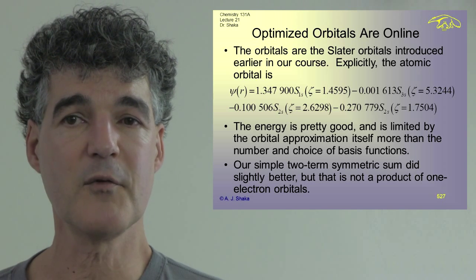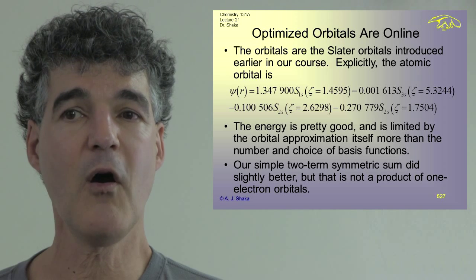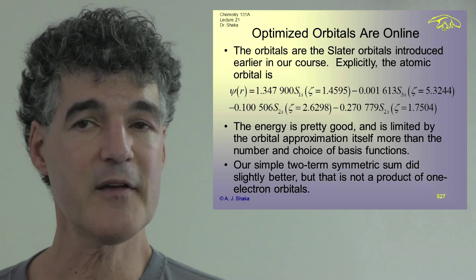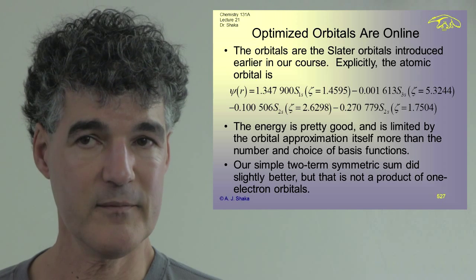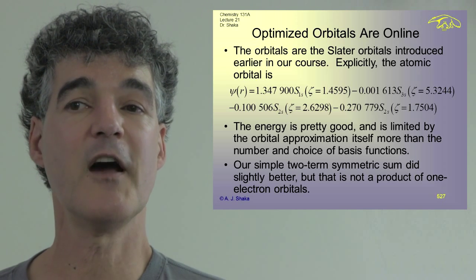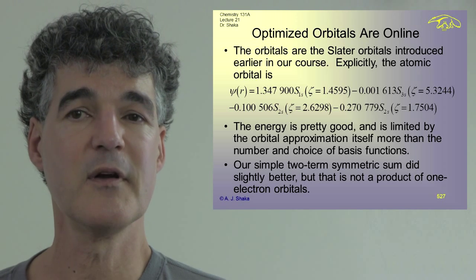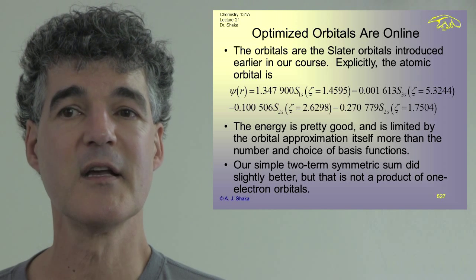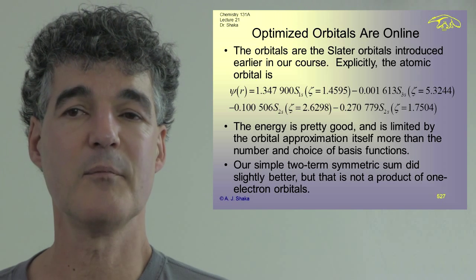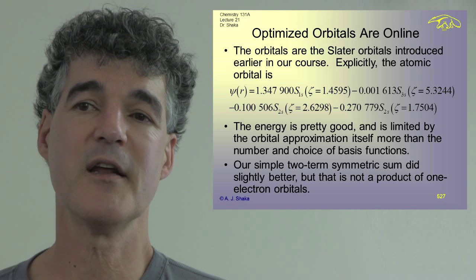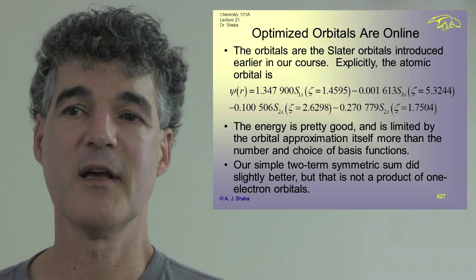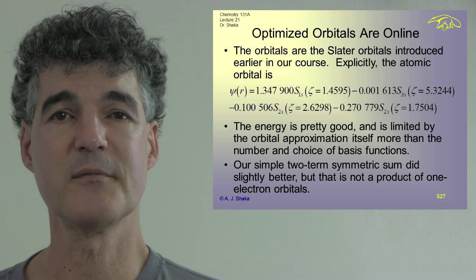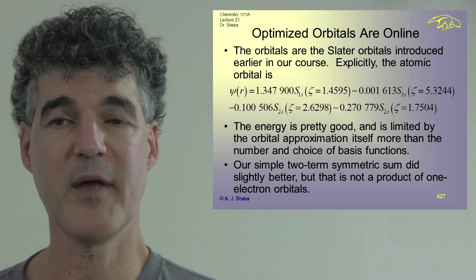That's the major one, 1.3, minus 0.001613 times S3s, that has a different value of r, with a big value of zeta, 5.32. And then about a tenth of an S2s with a 2.6, and then minus about 0.27 of a zeta with a 0.75. And this then becomes the approximation for our helium atom.